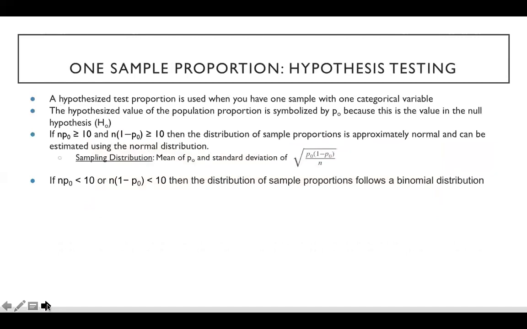So we want to make sure that we have at least 10 successes and 10 failures again for our hypothesis testing, and then we have a similar standard deviation formula, except where we had p before, we have the hypothesized value from our null hypothesis.